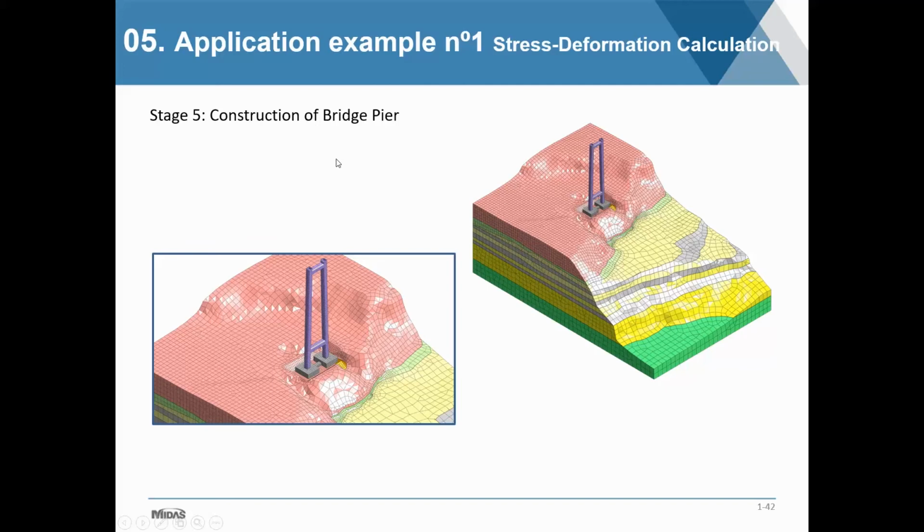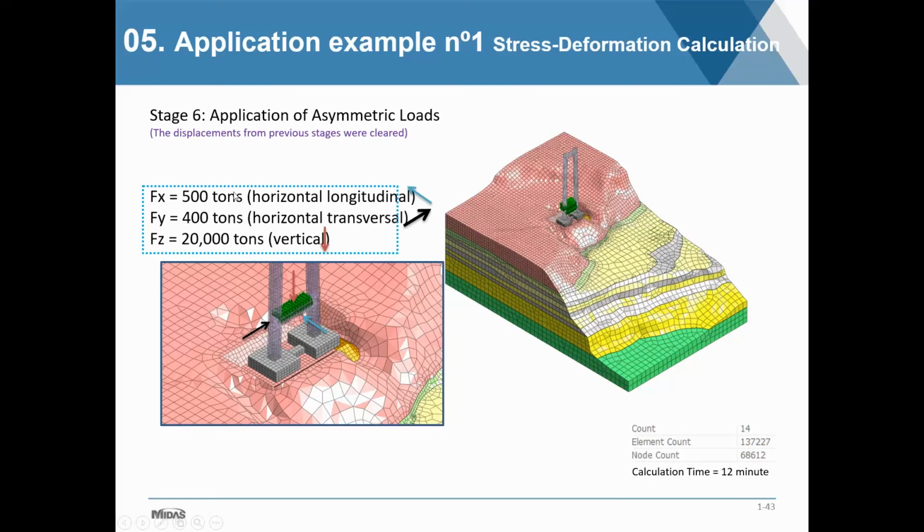Then the fifth stage would be the installation or activation of the bridge pier. And we notice there's a beam in between, which is where the loads are going to be applied. The last stage is where we apply the asymmetric loads at location XYZ. X, the arrow in blue, in the global coordinate system, is 500 tons. The Y direction, horizontal transversal, is 400 tons, and then the vertical load is 200 tons. They're all applied to the beam in between the columns.